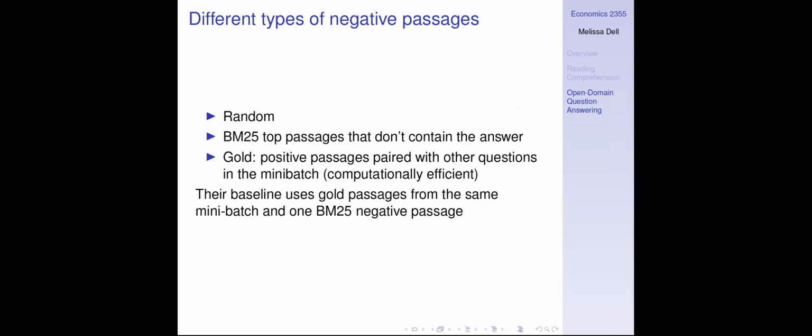And so because those are the positive passages for other questions in the mini batch, you have to embed them anyways. And so you can just reuse those embeddings to be the negative passages. And that allows training to be very efficient because you're not having to embed as many things. Their baseline uses gold passages from the same mini batch and one BM25 negative passage as the negative ones. And using those gold passages, it essentially allows for very computationally efficient training, so they can train this for a long time and, you know, at least a reasonable amount of compute for Facebook AI Research.